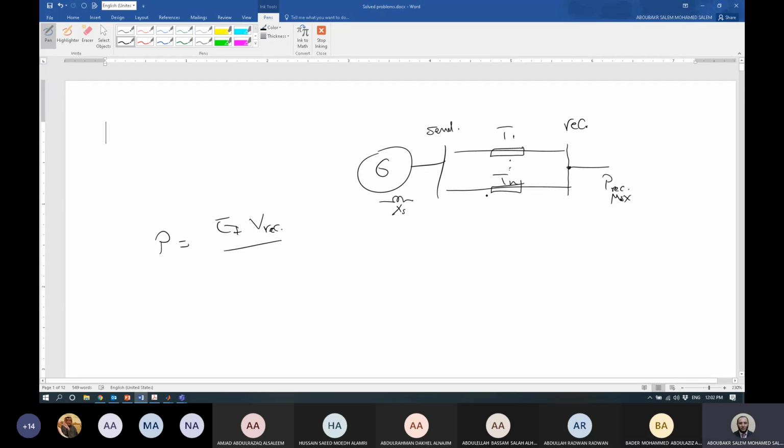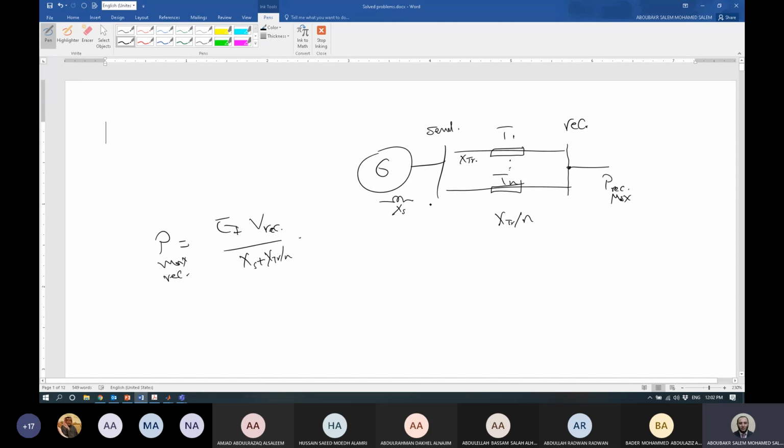And here we have many transmission lines in parallel. Each one has X transmission. So if you have N parallel transmission lines, each has X transmission value, the total X will be X transmission over N. So this is the equivalent transmission reactance. So we can say the total reactance is now XS plus X transmission over N. So this would be the maximum possible power that can be received at the receiving end bus.